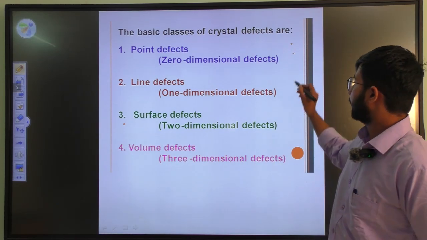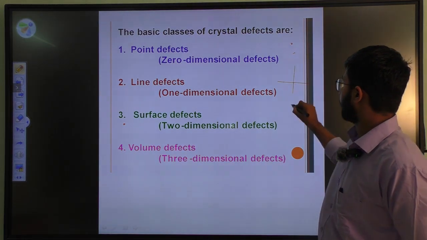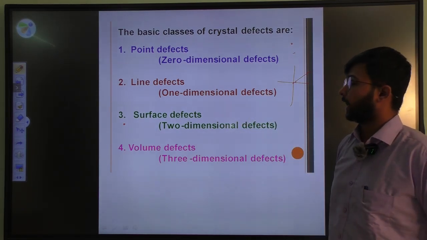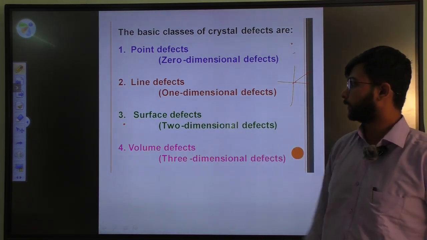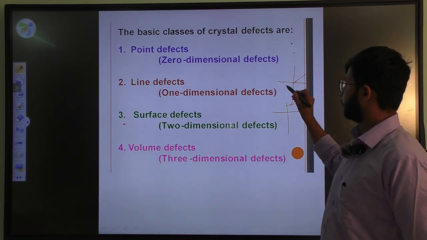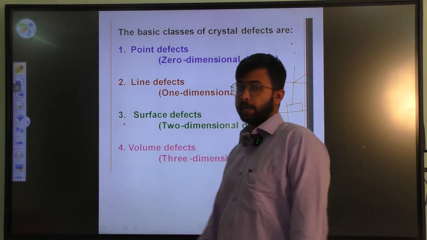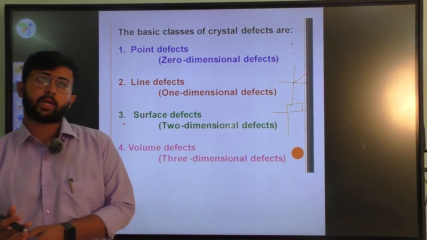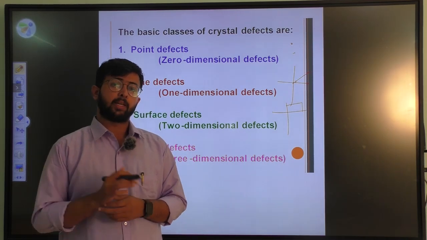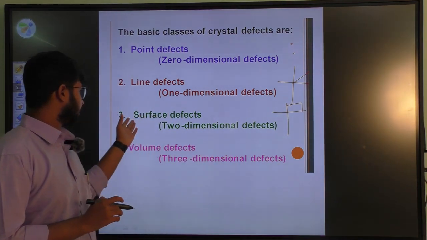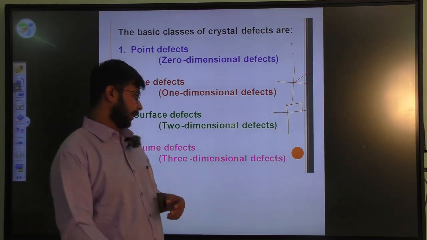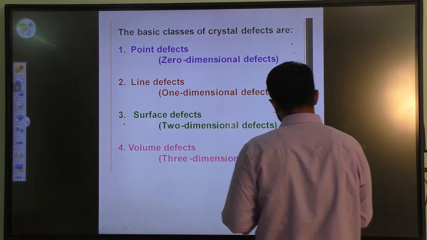Where is a line? A line can be along the x axis, y axis or z axis. So it is a one dimensional defect. When it comes to surface defect, it is a two dimensional defect, also called a plane defect. When we consider two axes, it goes to a plane, so it is considered a surface defect, a two dimensional defect. A volume defect is a three dimensional or 3D defect.